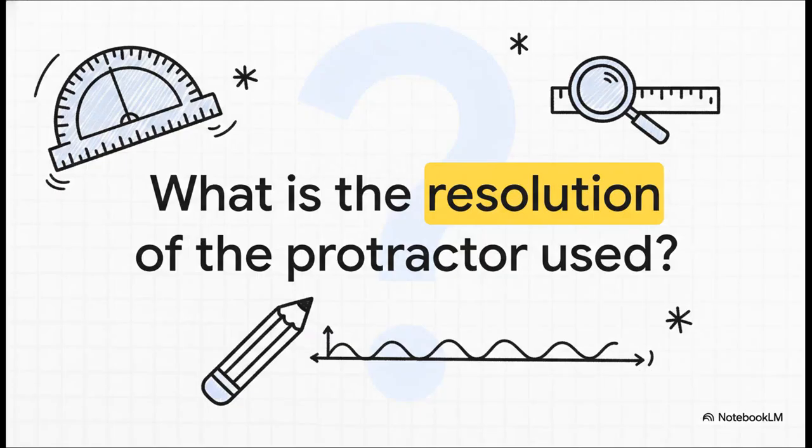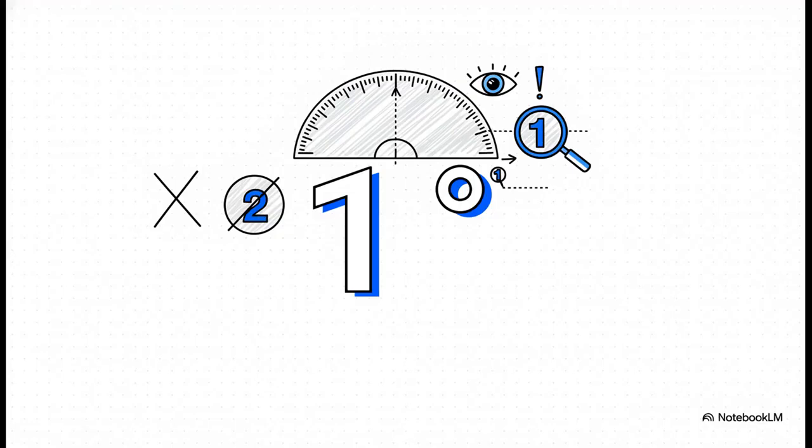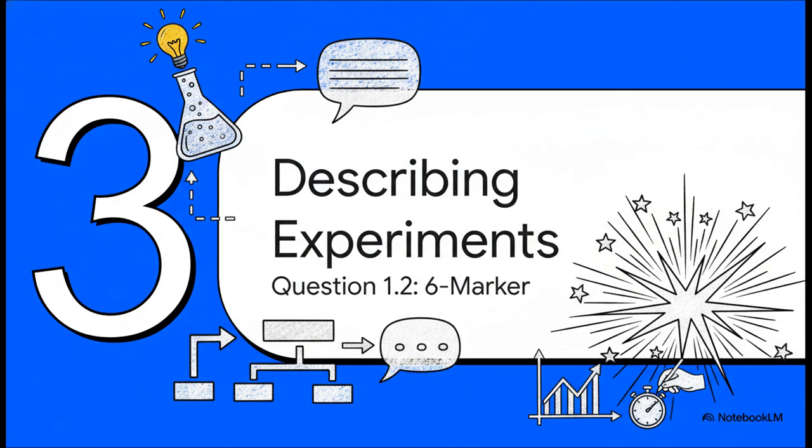So, the question is, what is the resolution of the protractor? Now remember, resolution is just a fancy way of saying, what's the smallest change this instrument can actually measure? Have a good look at that protractor. What do you reckon? And the answer, straight from the mark scheme, is simply 1 degree. If you look closely, you'll see the smallest markings on there are for every single degree. It's a really simple point, but the mark scheme is incredibly strict on this. The only thing that gets you the mark is the number 1. No wiggle room. Okay, let's move on.